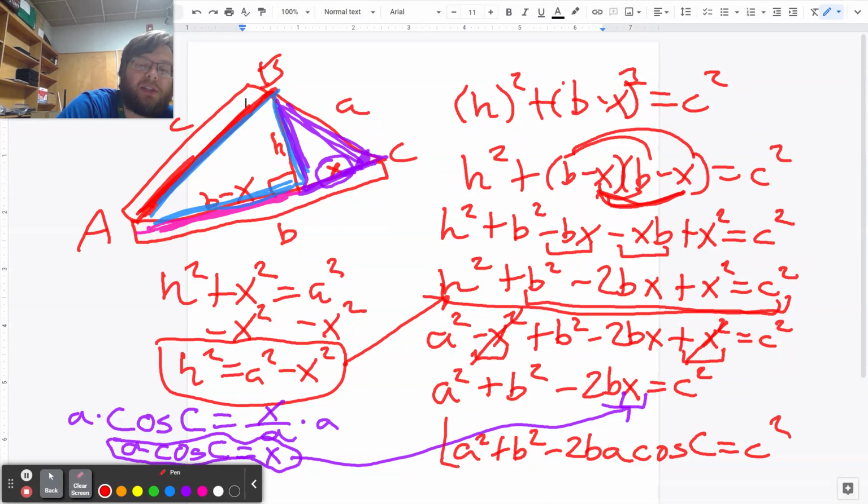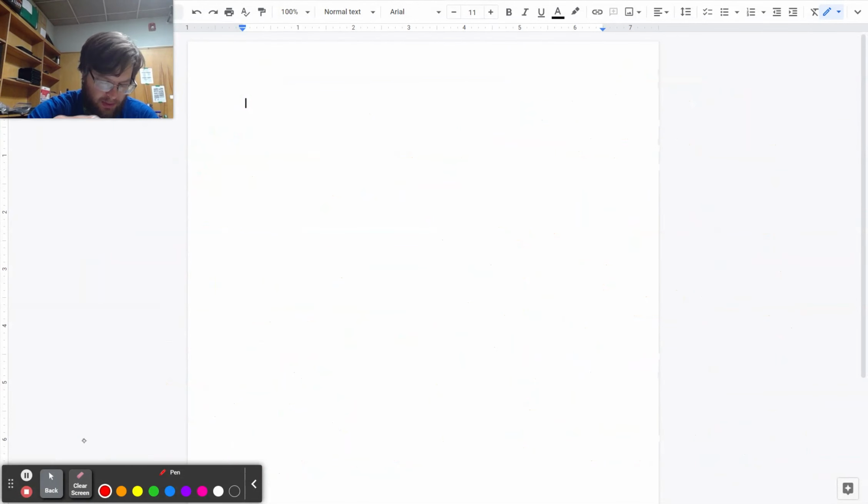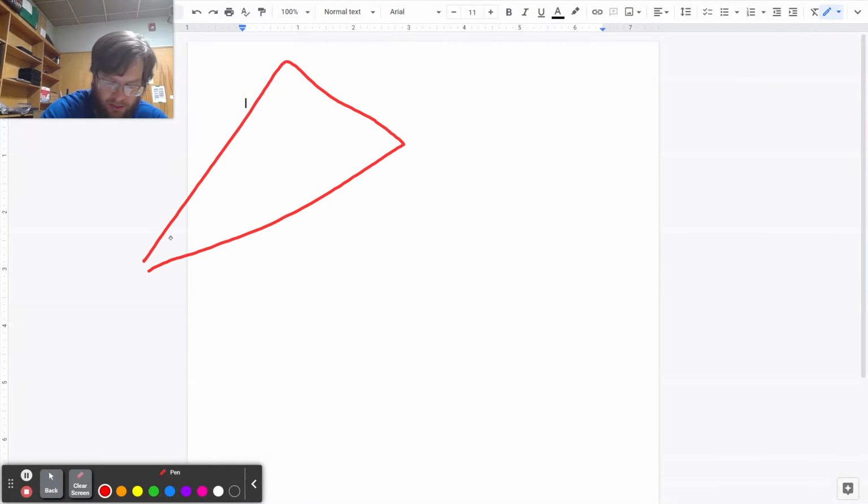And so here's the idea. This rule works on any kind of triangle, whether it's a right triangle or not. It looks a lot like your a squared plus b squared equals c squared, but that one only works when you have a right triangle. Okay, so I'll give you an example here of using the cosine rule to try to find a missing piece of information. So let's say we've got a triangle ABC.